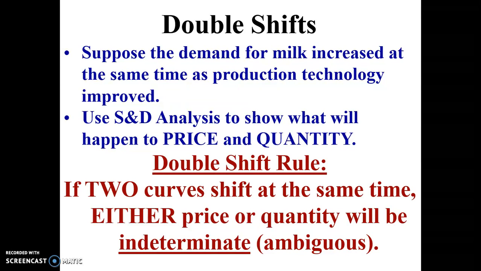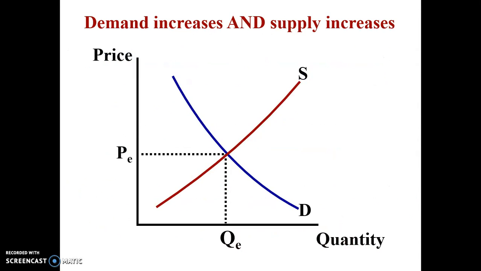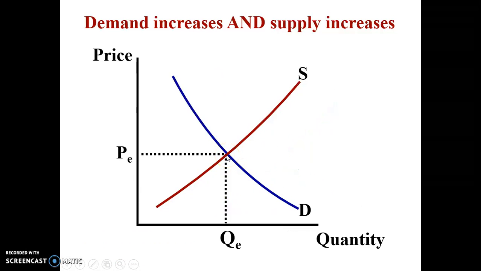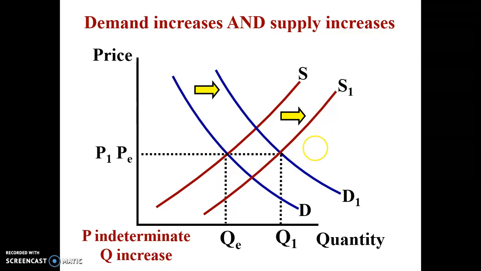And if you check your notes, I made a little cheat sheet at the end for you to look to see what happens when all of these shifts occur. So let's say demand increases and supply increases. So let's say demand shifts to the right and supply shifts to the right. Well, this is the new equilibrium right here, right? So the old equilibrium was right here. Let's go back. That's the old equilibrium. The new equilibrium is here.